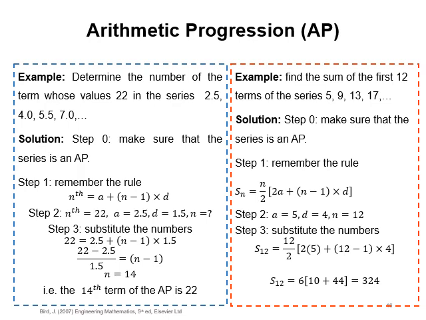So n is 12. I have the formula. Then I just need to substitute: 12 over 2, 2 by 5, 12 minus 1 by 4. Do the math. Then the sum of 12 items of this arithmetic progression equals 324.